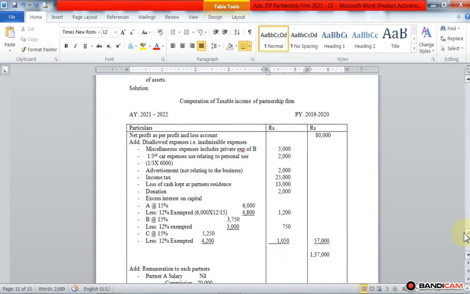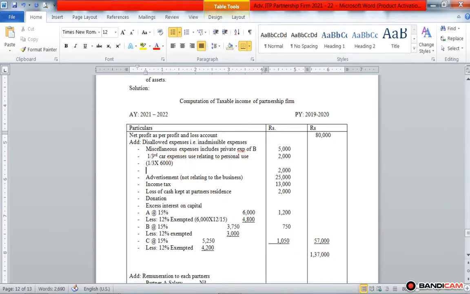So excess depreciation is added in net profit. So here we add excess depreciation. We miss the effect of excess depreciation.